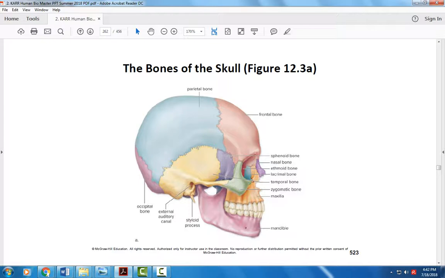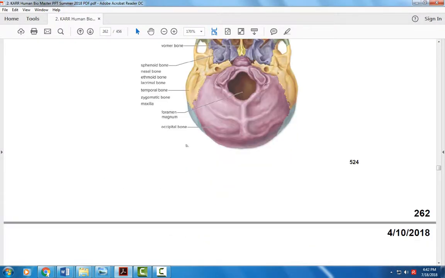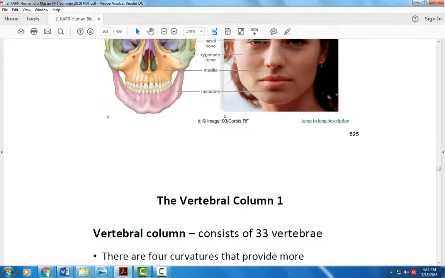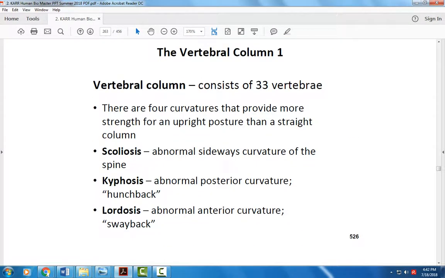So more bones of the skull that we'll learn about in the lab portion. The vertebral column has kind of a curved S shape, and if it's not curved appropriately, we call that scoliosis. So if it's curving to the left or right, that's scoliosis. If it curves inward, like when people have a more indented lumbar region, the lower back curves in more than it should, we call that lordosis, or sway back. So when the lumbar region goes in a little bit too far, that's a lordosis.